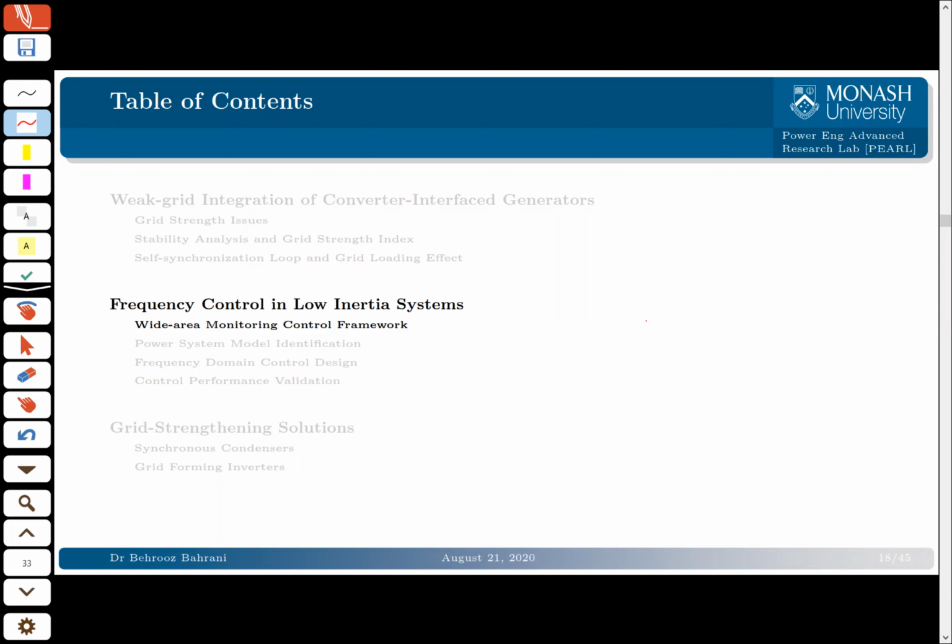So there are a few solutions, and one solution would be providing different types of frequency control in such low inertia systems. In this section, I'm going to go through one frequency control approach that we proposed for battery energy storage systems. And this is, again, some sort of grid forming inverter, meaning that I've got a grid forming inverter connected to a battery, and it is going to control the frequency of your system. Later, in the next section, I will talk about approaches that can help us strengthen the grid without using grid following inverters.